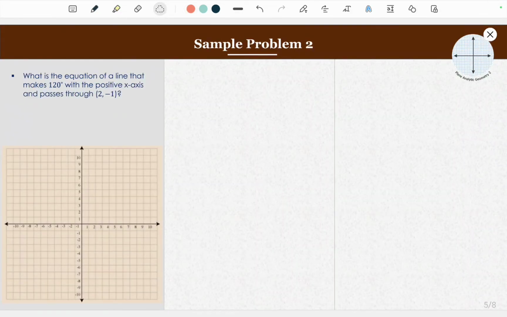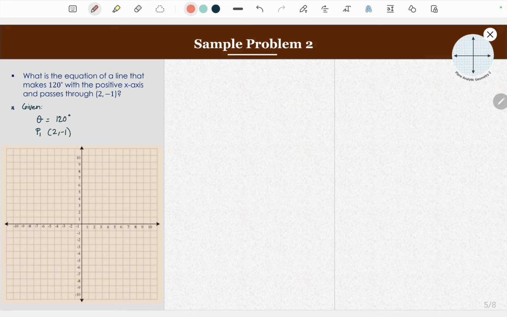Let's proceed to problem 2. What is the equation of a line that makes 120 degrees with the positive x-axis and passes through (2, -1)? So what are the given values? First is the angle that this line makes with the positive x-axis, which is theta, equivalent to 120 degrees, and a point on the line, which is (2, -1).